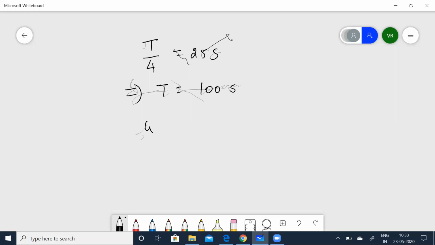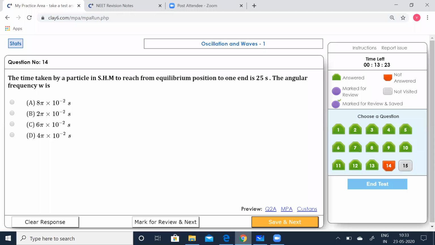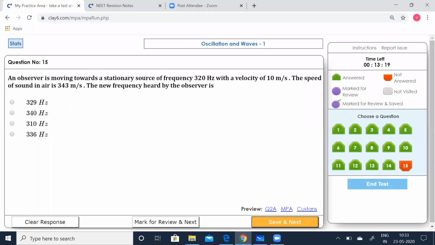Now, omega is equal to 2 pi by T, which is equal to 2 pi divided by 100, which is equal to 2 pi into 10 to the power of minus 2. Let's see which option is correct. Yeah, 2 pi into 10 to the power minus 2 per second. Yes, that is correct. Save that. Go to the last one.